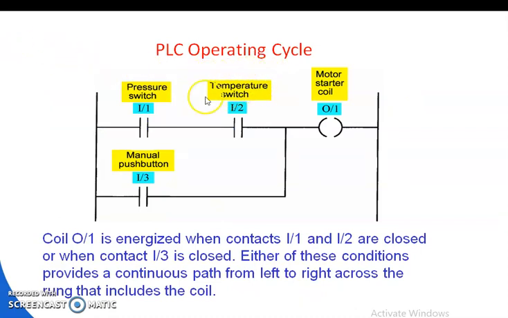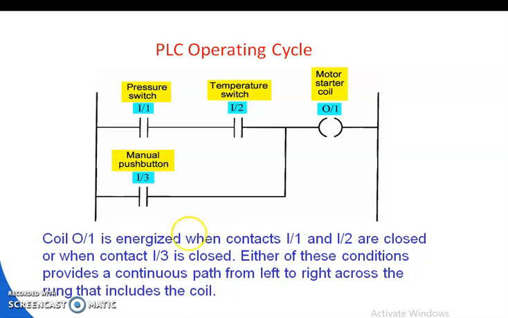PLC operating cycle example: pressure switch, temperature switch, motor starter coil, manual push button. The pressure switch is I/1, temperature switch I/2, motor starter coil O/1, manual push button I/3. The coil O/1 is energized when contacts I/1 and I/2 are closed, or when contact I/3 is closed.